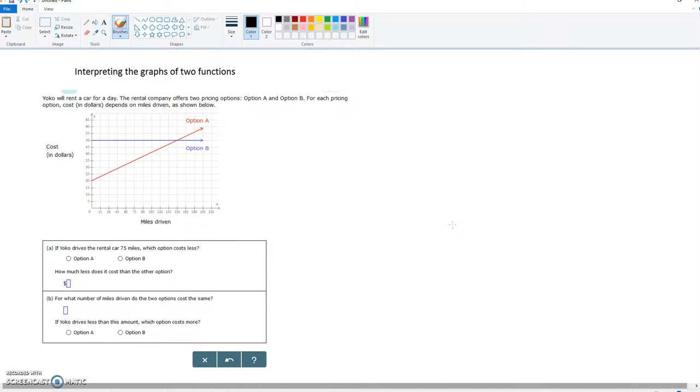Interpreting the graphs of two functions. I've gone ahead and taken a screenshot of one of our problems from Alex, so that way I can kind of scribble on this as we work on it. So the first thing we need to do is read the information that we've got.